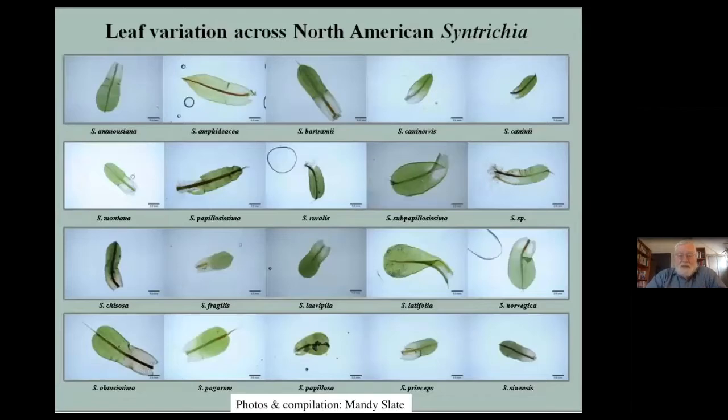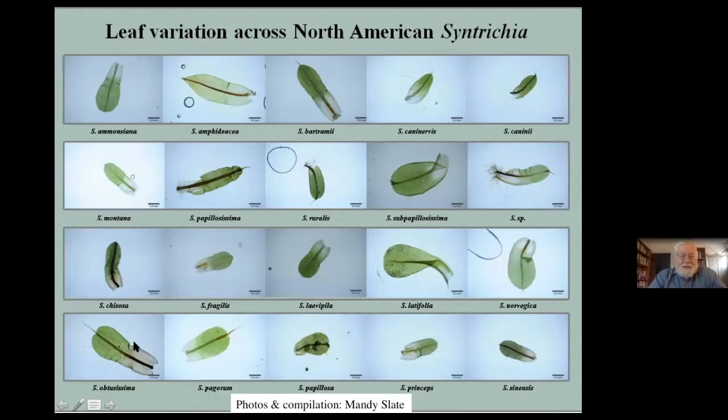Here's a slide that one of our collaborators, Mandy Slate, put together. This shows the North American Syntrichias, almost all of them that we're looking at. I can point out a few of the ones we've been talking about today. Here's Canonervis. Very ovate leaf, relatively short hair point as compared to some. The one that we were working on together was Princeps. Where's Princeps in here? Here. Can't really see its hair point, but it's fairly long.